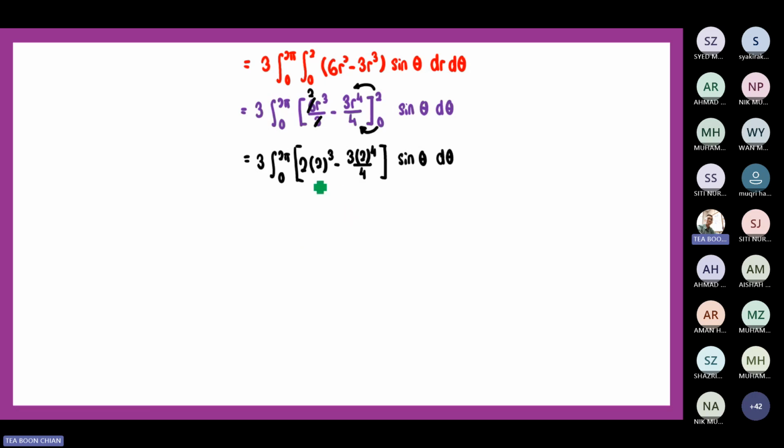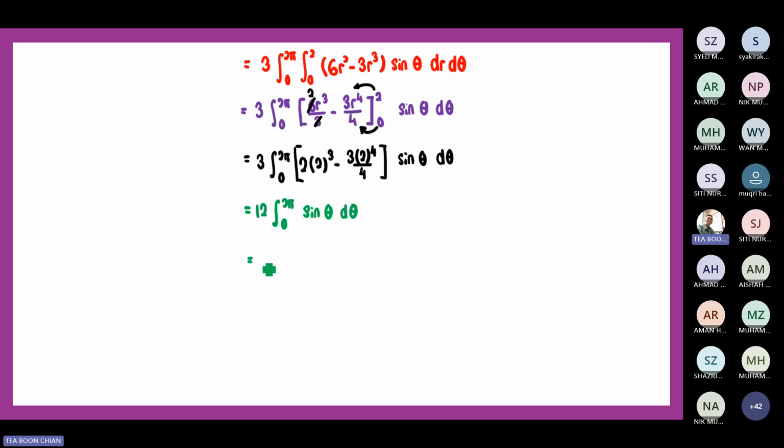All right, so continue. 2 multiplied 8, so this is 16 here, minus 2 power 4, 16 over 4 gives you 4, multiply 3, so this is 12 here. Okay, try to check. So this whole part, 16 minus 12 gives me 4. Therefore, pulling it out, I have 12 integrate 0 to 2 pi, sine theta d theta.